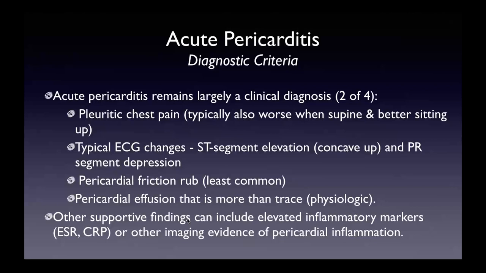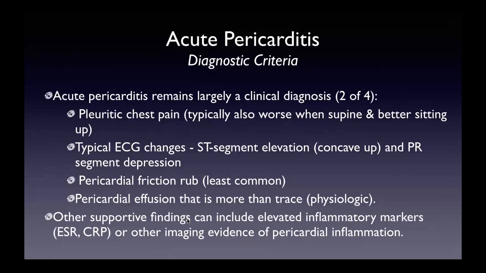So the four criteria are pleuritic chest pain that is typically worse when supine, better when sitting up. It's one of the characteristic aspects of this pain. The other type of pain for clinicians in terms of this particular characteristic, worse supine, better sitting up, is pancreatitis.